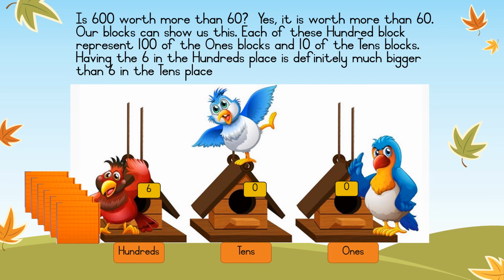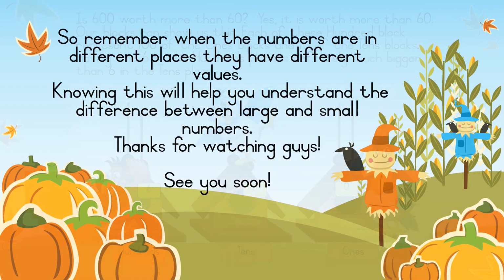Our blocks can show us this. Each of these 100 blocks represents 100 of the 1 blocks and 10 of the 10 blocks. Having the 6 in the 100 place is definitely much bigger than the 6 in the 10 place. So remember, when the numbers are in different places, they have different values. Knowing this will help you understand the difference between large and small numbers.